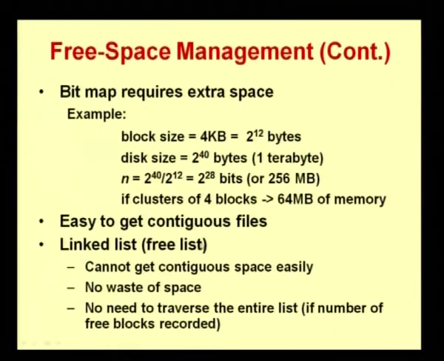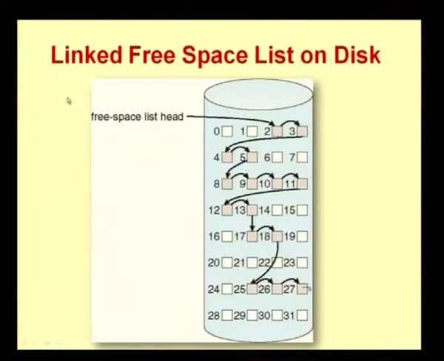So it is easier to execute or get contiguous files than the linked files. Now let us see a real time diagrammatic representation of a linked free space list on disk. Here the first two denote the free space list head. The blocks with these numbers are literally free, whereas in the other blocks there are certain values being loaded. So these are the free spaces.